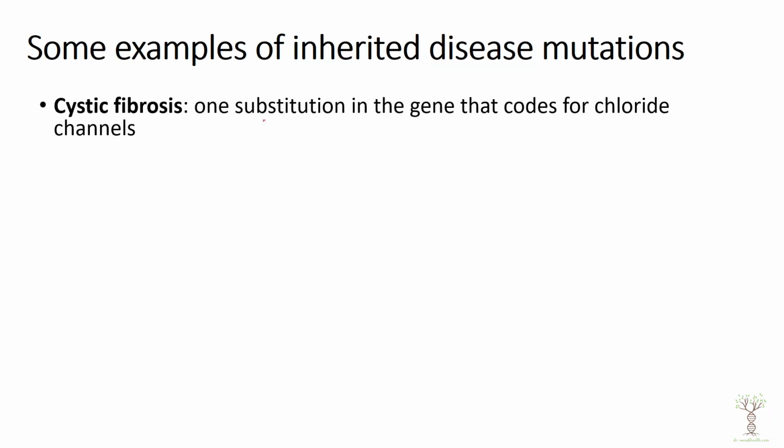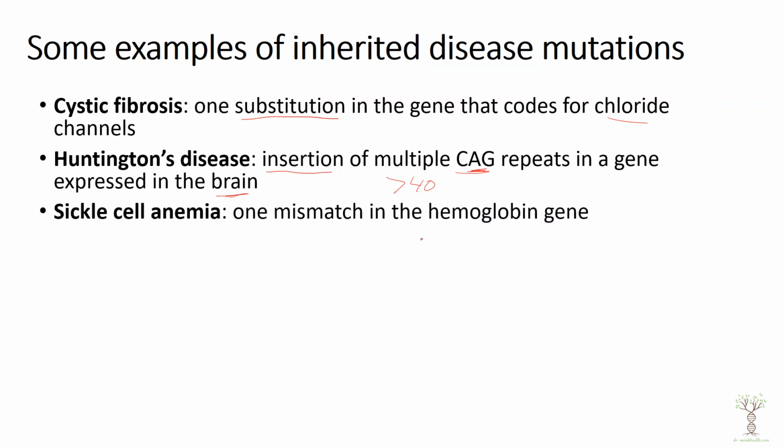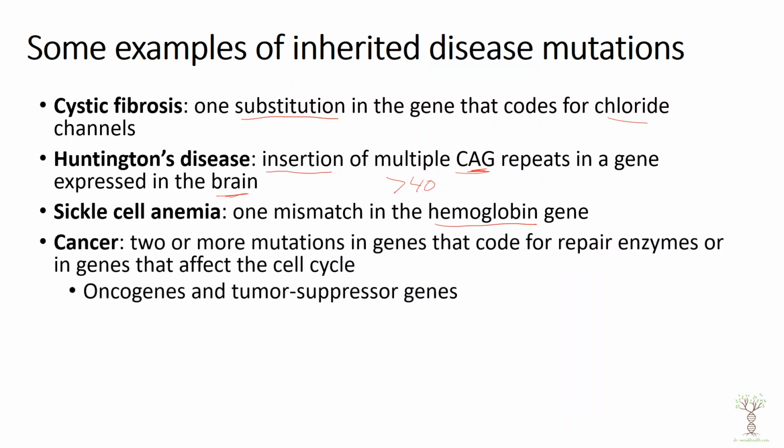Cystic fibrosis is a single substitution of a nucleotide in the gene that codes for chloride channels. Huntington's disease is caused by an insertion of multiple CAG repeats. Typically, more than 40 repeats will result in a disease that affects the brain. Sickle cell anemia is a mismatch or a substitution, these are the same thing, in the hemoglobin gene. Then the hemoglobin can't fold properly and it forms that sickle shape in the red blood cell, and then red blood cells are less likely to be able to carry as much oxygen.